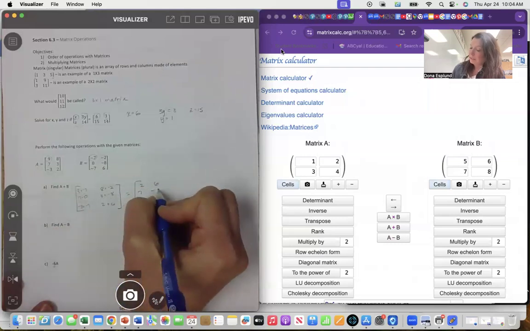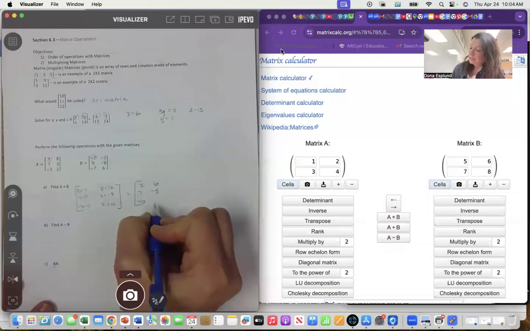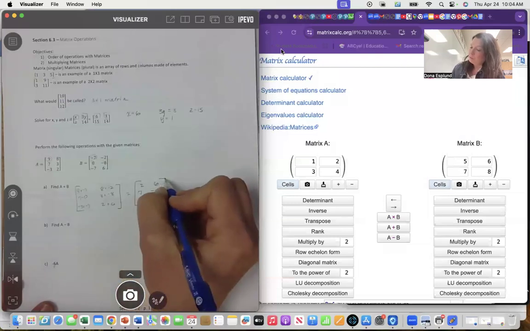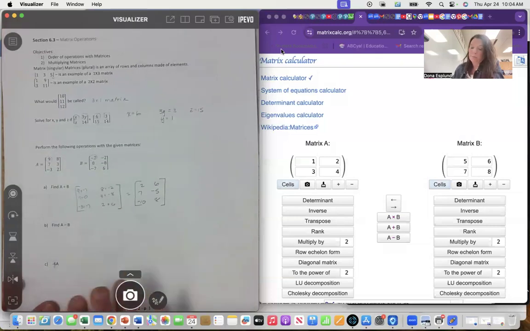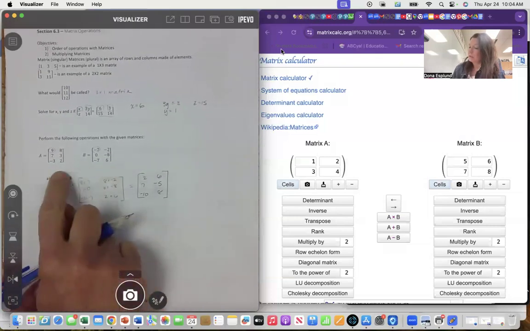3 plus a -8 is -5. And then I'd have a -10. And then I'd have 8. So this would be the addition of A plus B if my matrices are defined as these two.